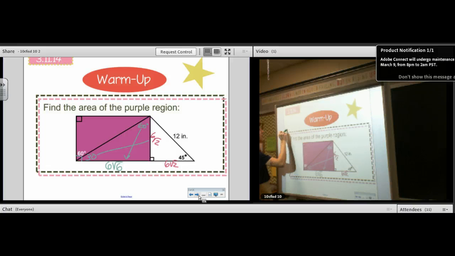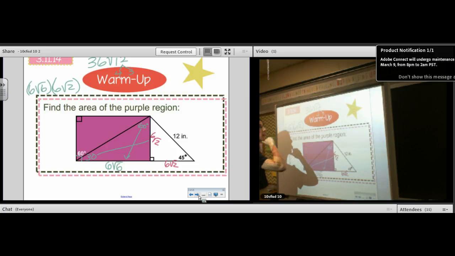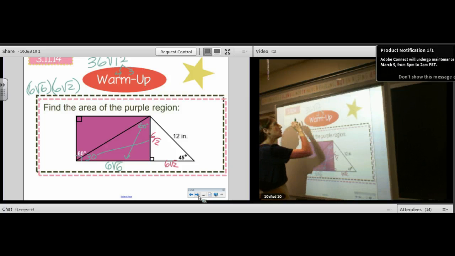So the length times the width, the base times the height. So we get 6 times 6, 36. Square root 6 times square root 2, 12. And then you can factor tree that. That's 2 root 3. 36 times 2.